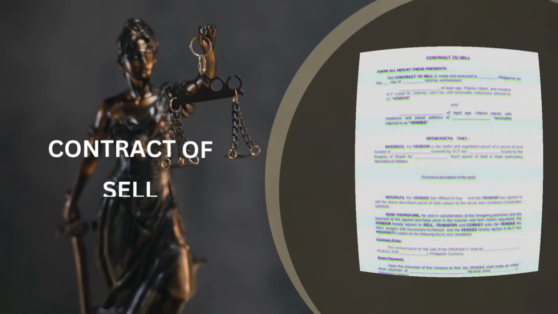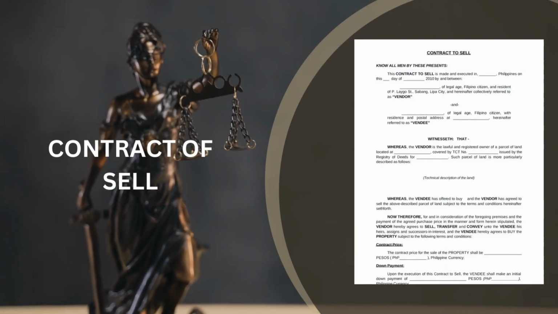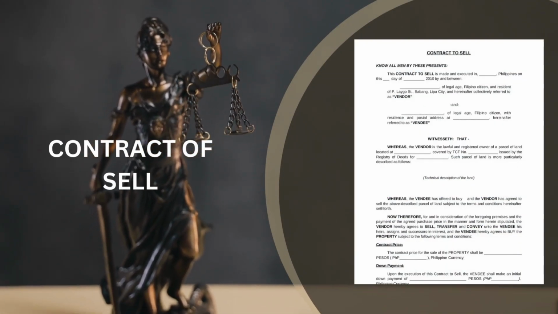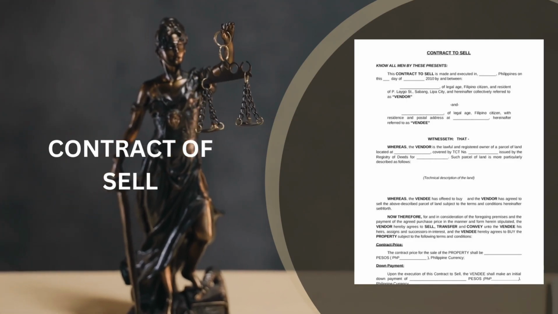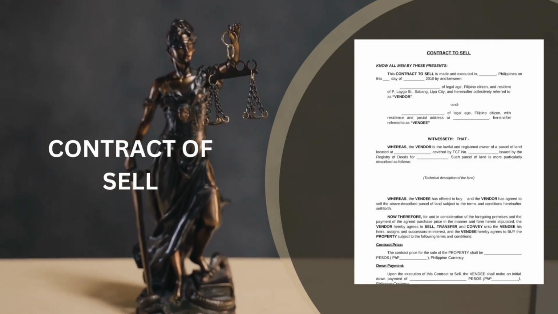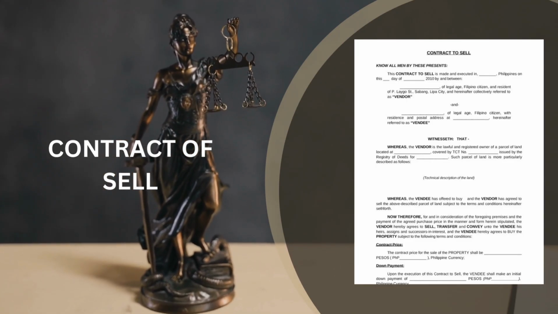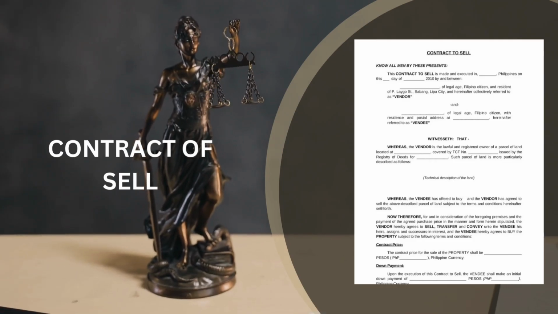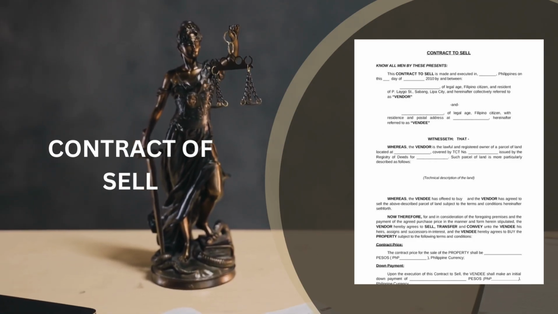In contrast, a contract to sell means the seller retains ownership until the buyer fulfills certain conditions, such as completing installment payments. This is common in real estate or car purchases done on a payment plan.